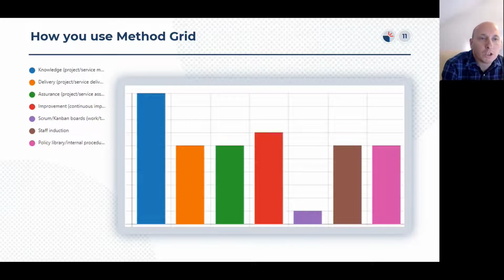So one of the first questions we asked them, based on the product vision that we had, knowledge, delivery, assurance, improvement, is what do people really use Method Grid for? Now, it came through that knowledge by far was the number one result, with continuous improvements and lessons learned next, and then delivery and assurance. So our key takeaway from that is being able to put the knowledge into Method Grid is absolutely key for our users.